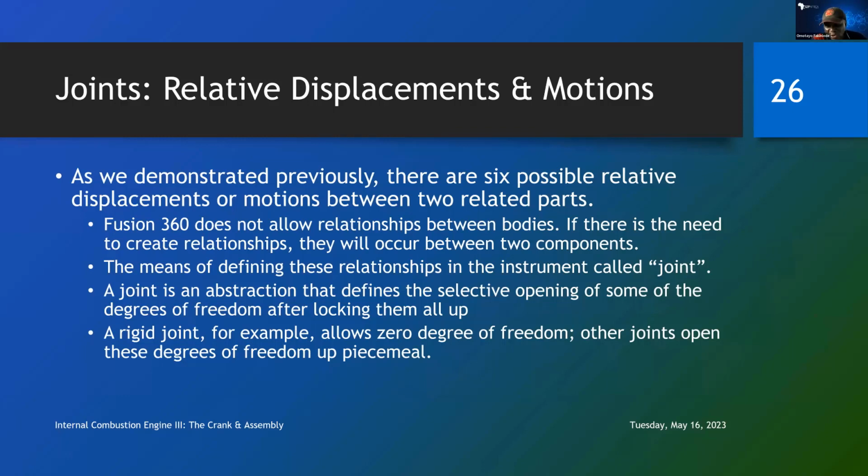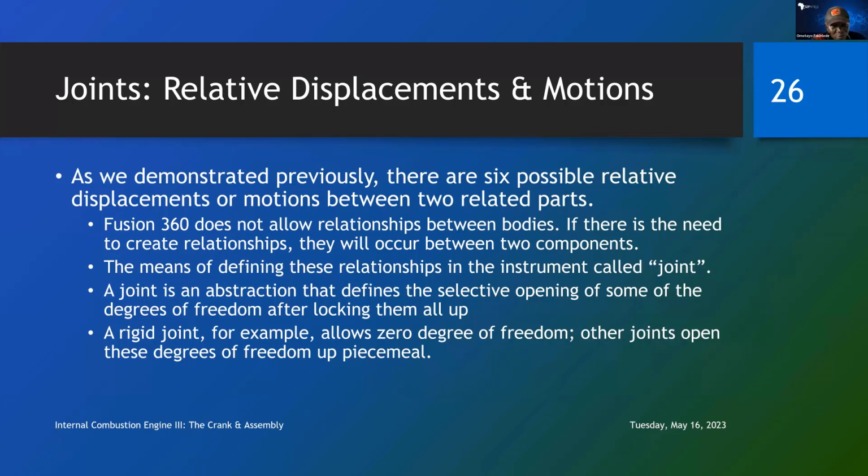Now, joint conjures something in your mind. You look at the elbow joint, the knee joint, and the ankle joint, all those things. The joint is all of that and much more. A joint is an abstraction. Okay, we are back into theory now. A joint is an abstraction that defines selective opening of some of the degrees of freedom after locking them up.